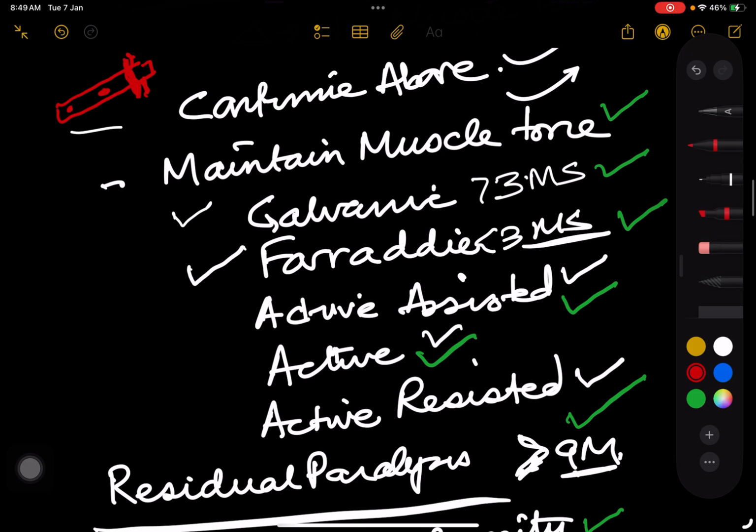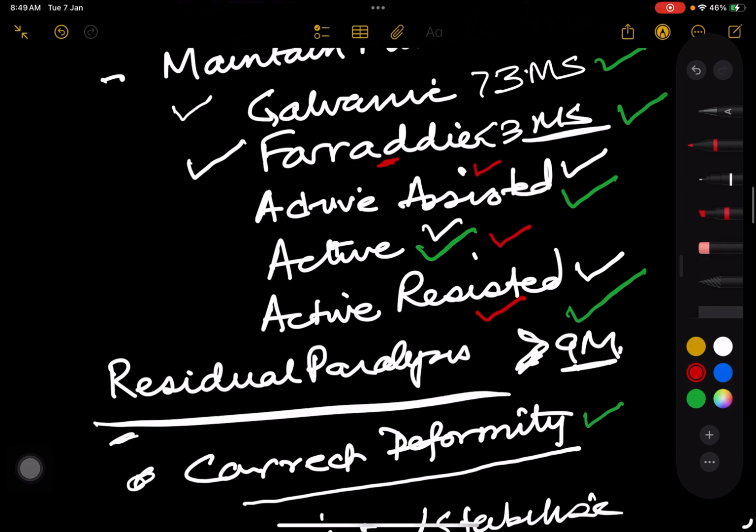Then muscle tone of paralyzed muscles is maintained by, if there is no active movement, galvanic stimulation initially, which is for a current greater than 3 milliseconds, and you can keep on doing the strength duration curve. If there is a stimulation possible with less than 3 milliseconds, then it is through the nerve, and that is Faradic stimulation. So galvanic stimulation, then Faradic stimulation. Then active exercises, first assisted, then without assistance, and then resisted. So this is how you maintain the muscle tone of paralyzed muscles.